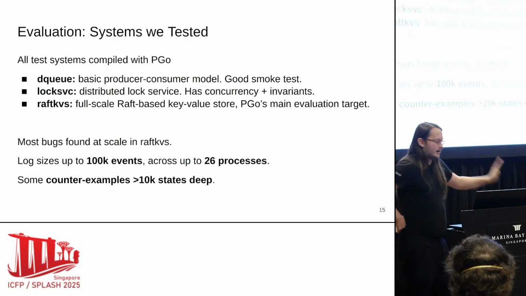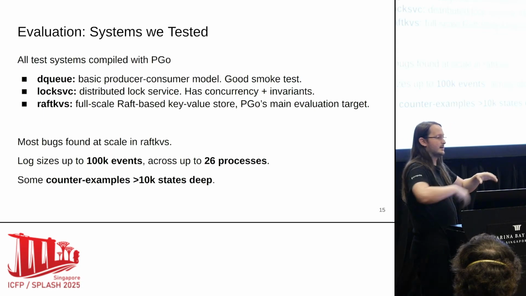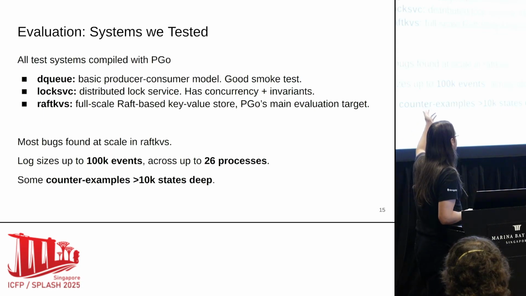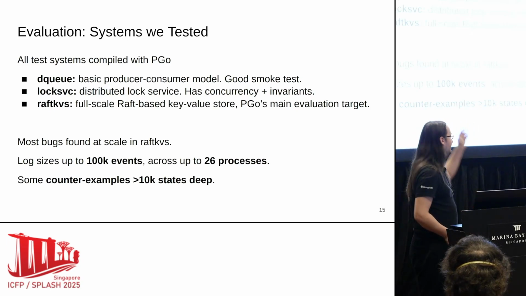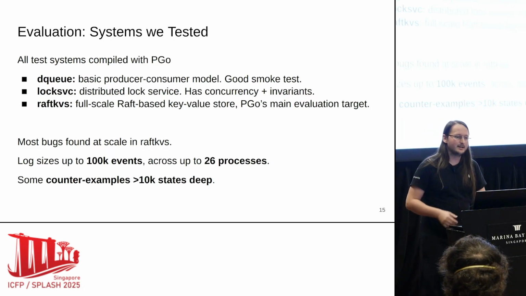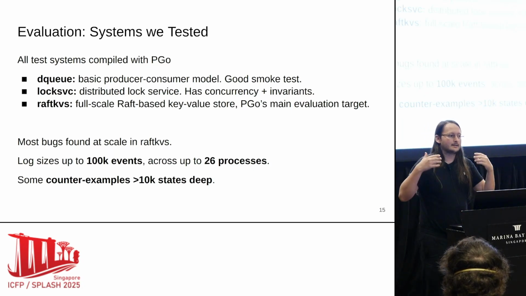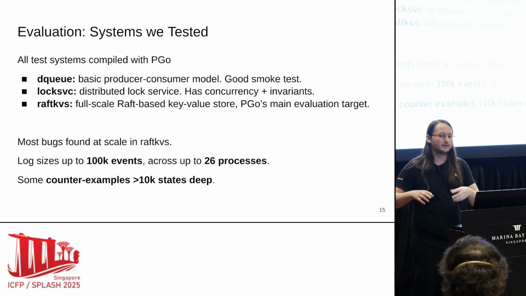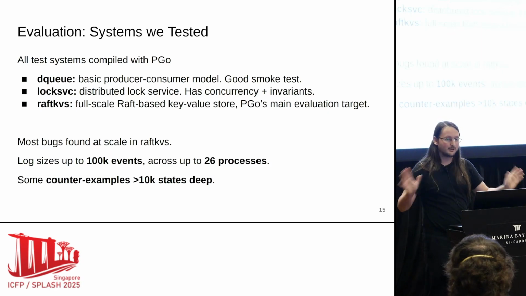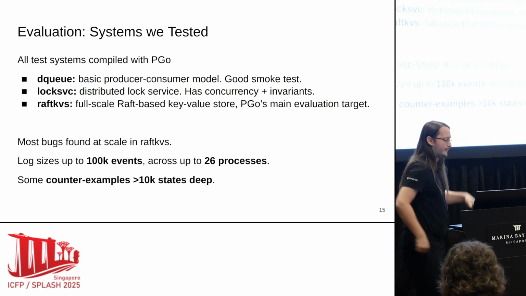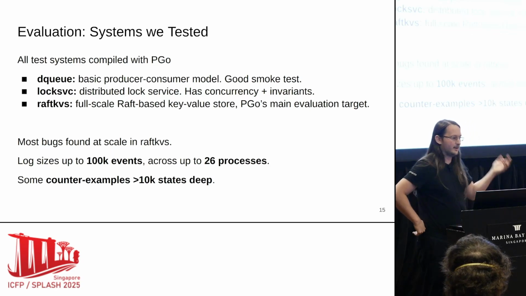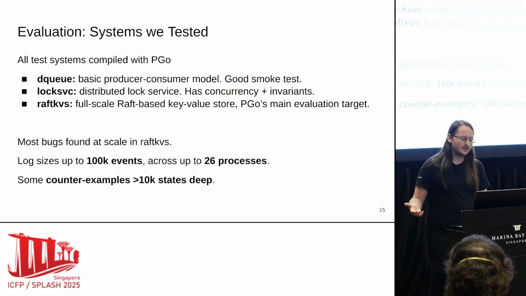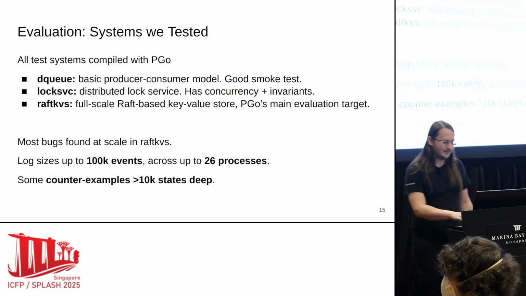So our evaluation of this technique and automation process focuses on 3 systems built with Pigo, because we rely on the Pigo compiler to do all of our instrumentation. The main one of interest is called Raft KVS, which is a Raft-based key-value store. It's a pretty complex system which was built for performance benchmarking and stuff, so it has a lot of fun tricks and is relatively representative of real software. We got log sizes of up to 100,000 events across 26 processes, and some of our counterexamples were over 10,000 states deep.